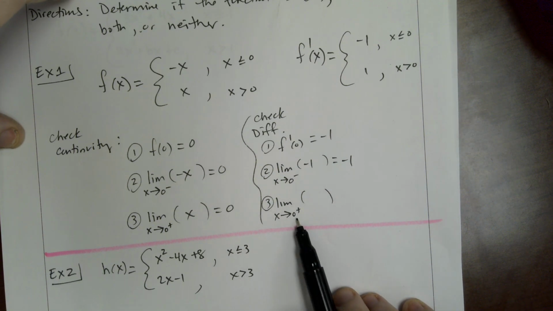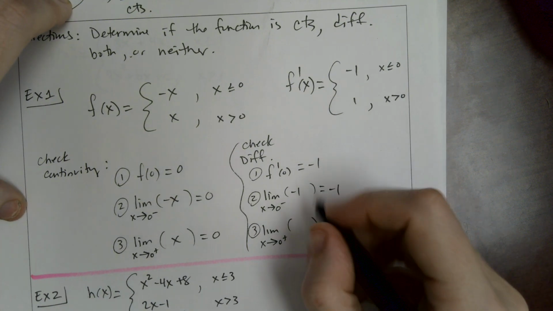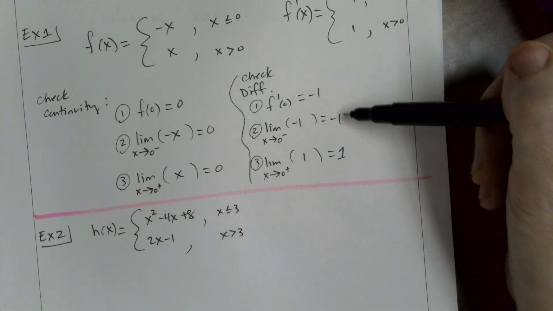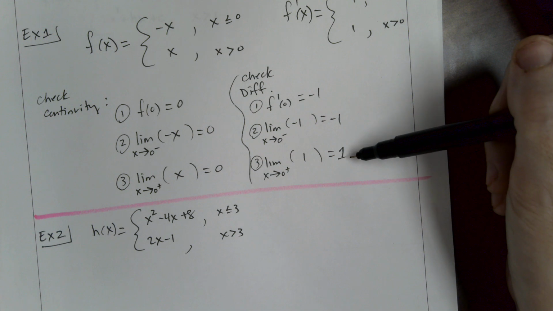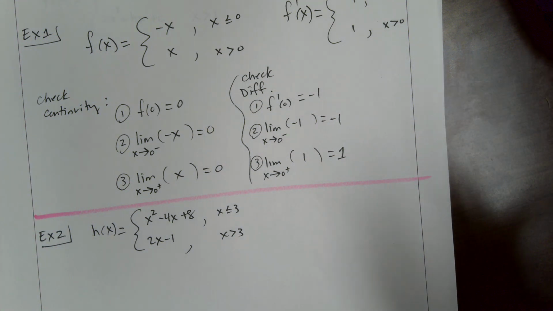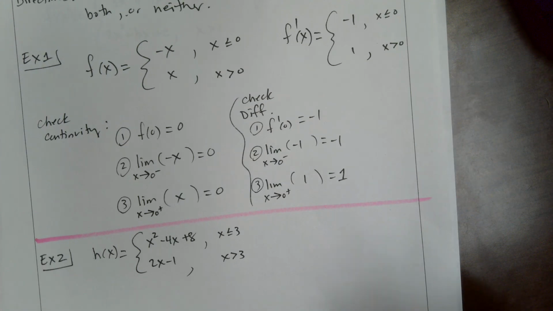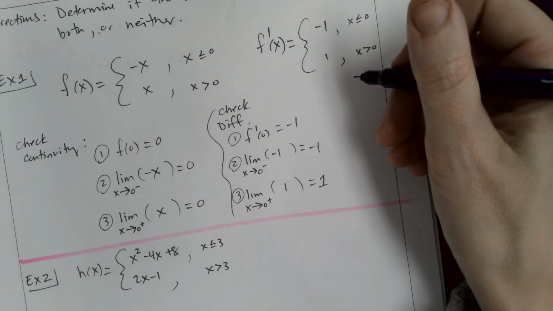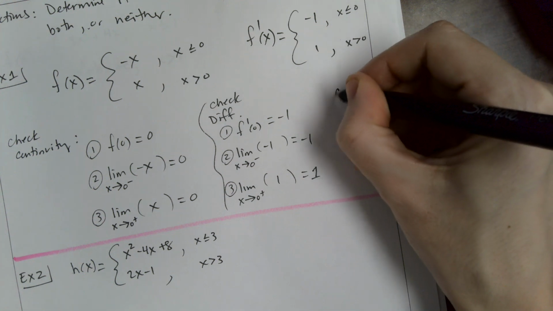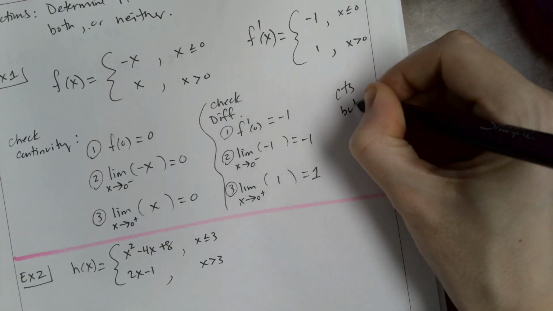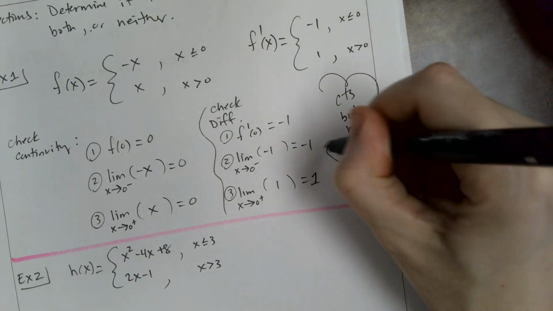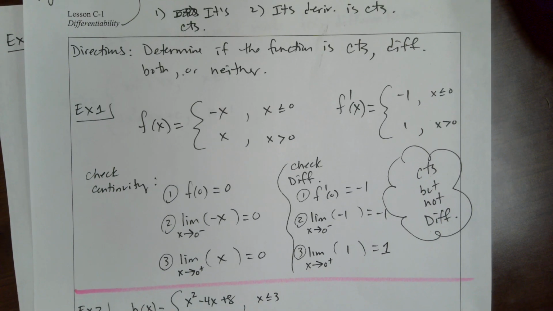And then the limit as x approaches 0 from the right, we'd be using that. So we'd be getting 1. So guys, all these 3 numbers don't actually match because we've got negative 1 for the left limit and we've got positive 1 for the right-hand limit. Okay, so the verdict is continuous only. Right, continuous, I'll say, but not differentiable. Okay, so that would be the answer there.